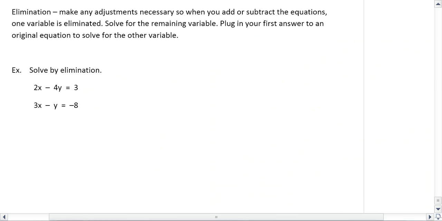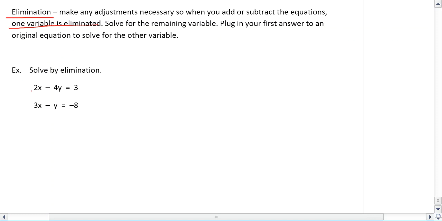The other method that we have for algebraically solving these is called elimination. I did put this into words. So to use elimination, you make any adjustments that are necessary so that when you add or subtract the equations to each other, one of the variables drops out. It's gone. Then you solve for the variable that's left, and once again, when you find the first one, you plug it in to one of the original equations to find the second one. So elimination involves a little planning ahead.